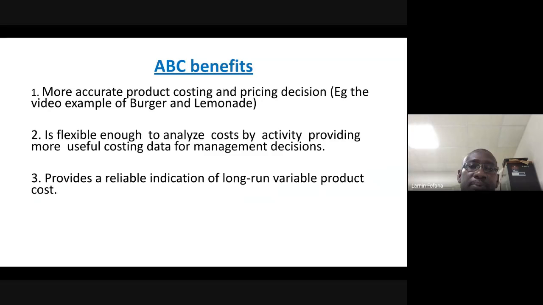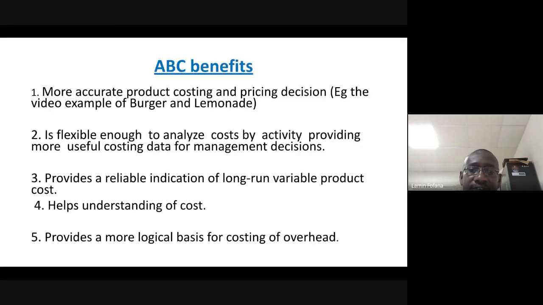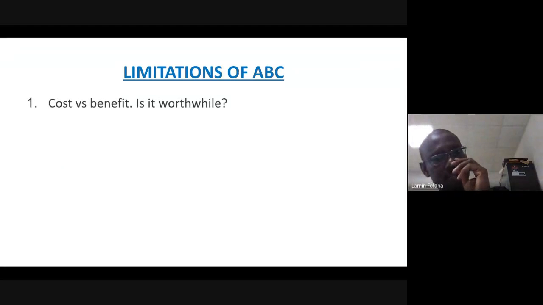So the third is it provides what? A reliable indication of long-run variable product cost. It helps to understand the nature of the cost. Of course, it provides a more logical base for costing of overheads. Of course, it has some limitations. Sometimes you can look at the cost-benefit analysis.